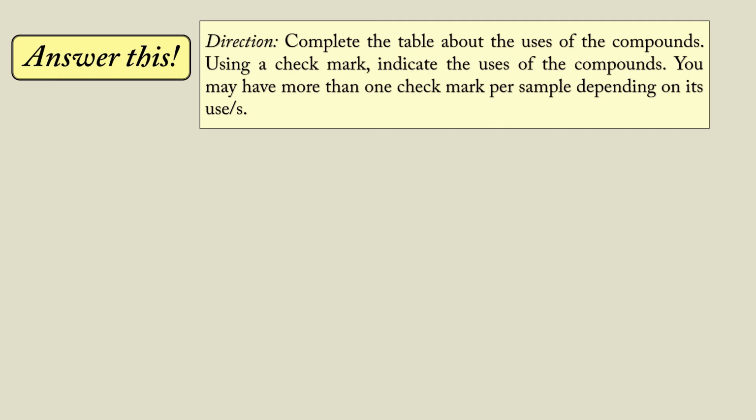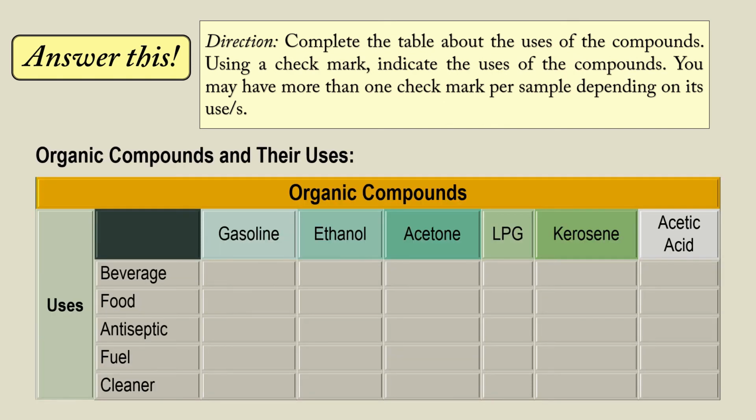You are going to answer this. Direction. Complete the table about the uses of the compounds. Using a check mark, indicate the uses of the compounds. You may have more than one check mark, depending on its use or uses.